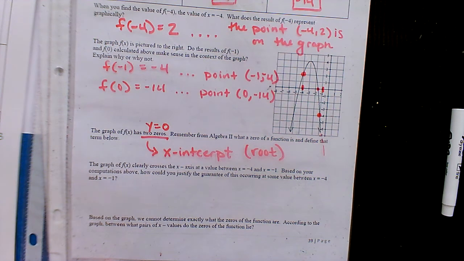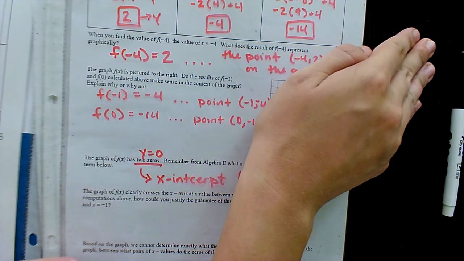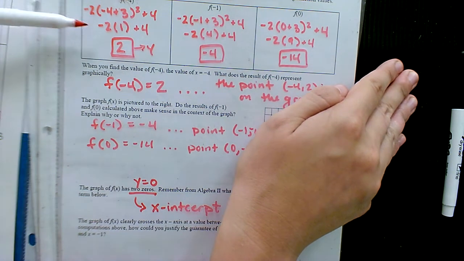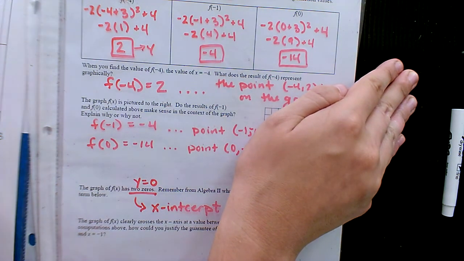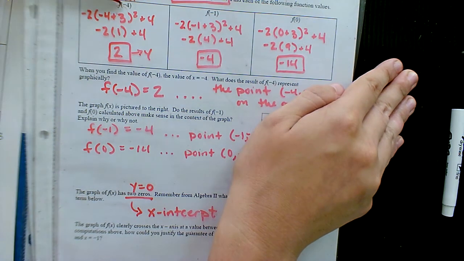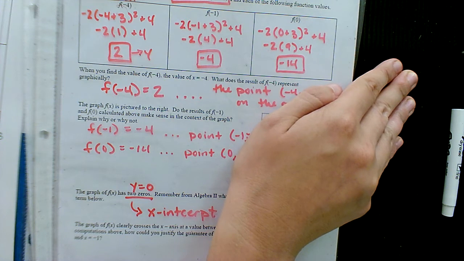I want to know, if we did not have the graph, kind of tune it out for a second, how can we confirm, based off the calculations that we did, that we have an x-intercept somewhere between negative 4 and negative 1? How can you tell based off the numbers?